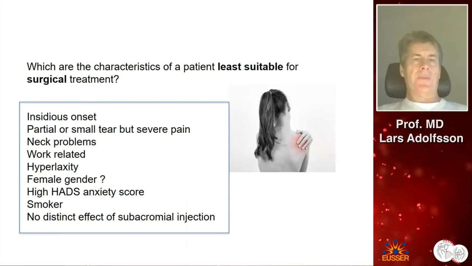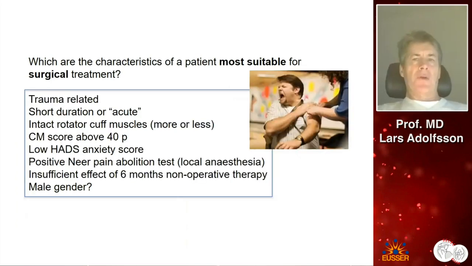And finally, those most suitable for surgical treatment are obviously those with a fresh rupture in a previously healthy shoulder, which is sometimes called acute, with the rest of the rotator cuff more or less intact. An active patient with a high activity level normally and a high motivation to come back to the previous level of activity.